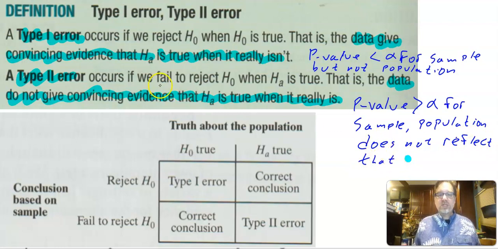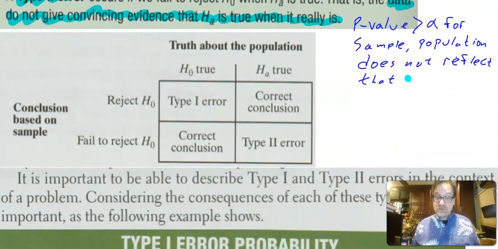Okay, so a type 1 is, I look at my data, I get a small p-value. However, the population, I should have had a big p-value. I should have not rejected the null hypothesis, but I did. And then type 2 is bigger. I get a big p-value, and I should have had a small p-value. That's the way we're going to try to keep it straight. 1 is, I got a small p-value, I should have had a big p-value. 2, I got a big p-value, I should have had a small p-value. Okay? I think that'll help us keep them straight.